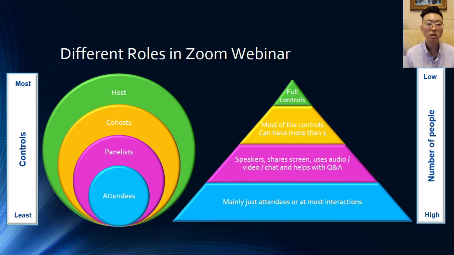Then we would have the audience, which is basically the attendees, and mainly they just listen and do some interactions. They may be answering the polls. They may be raising their hand if they have certain questions, or they may be entering their questions into the Q&A or chat boxes. So basically, that's all for the attendees. And you would see on the most right-hand side that the number of people would be the most at the bottom. So you'd have the most attendees, with the host and co-host being the least number of people.